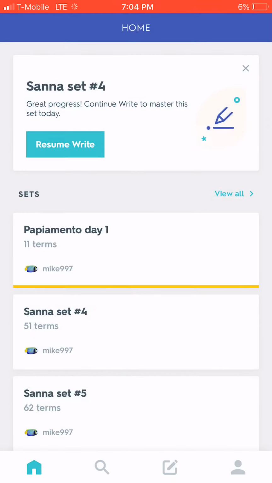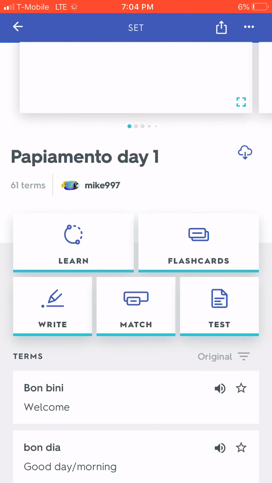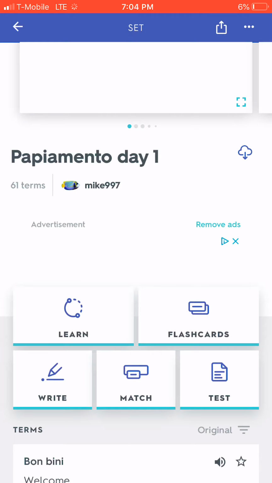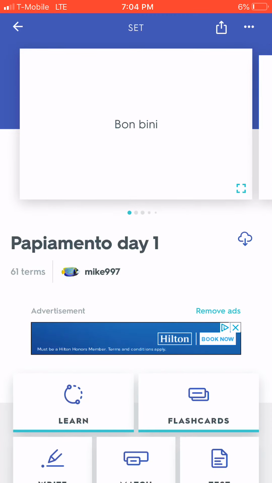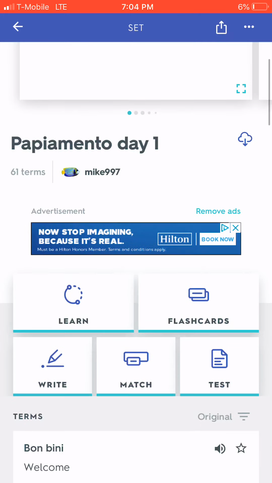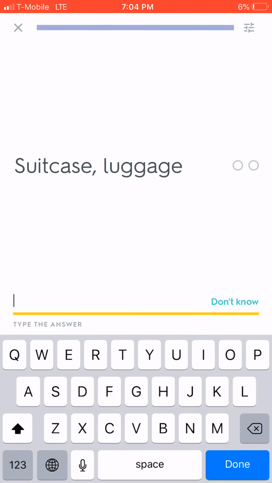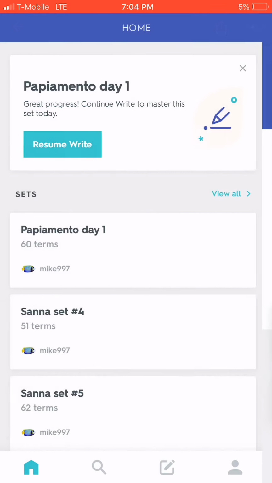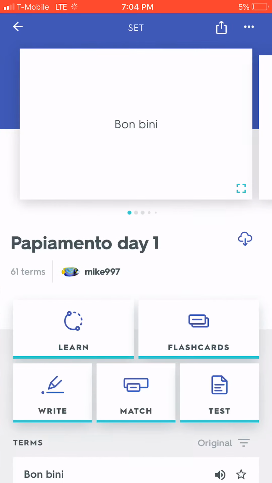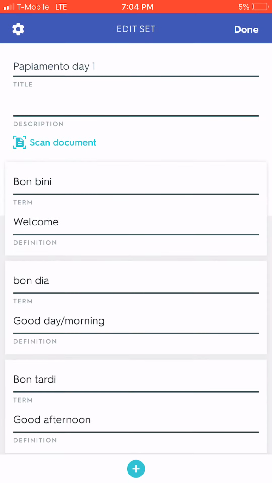Okay. I guess they don't have a very long retention rate in their app and the code. So, I need to edit this. Excuse me here. Just having a little trouble. Edit set. Okay.